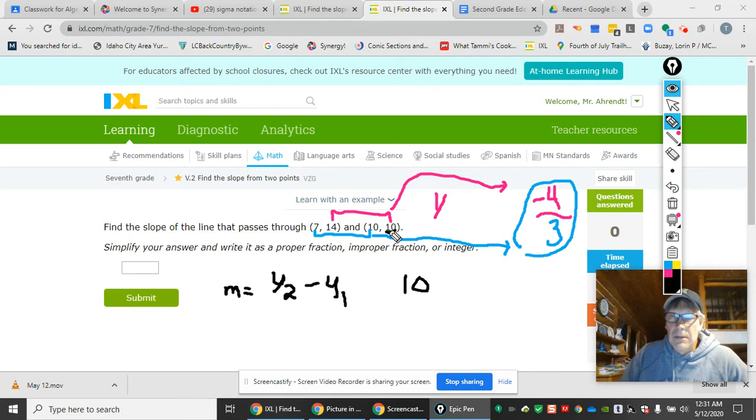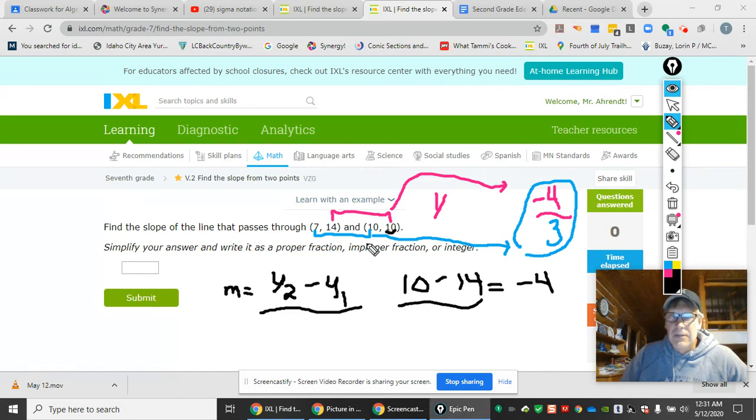Okay, so I'm going to take my second y minus my first y. So I'm going to take y2 minus y1. And if I do that, I'm going to take 10 minus 14. Well, if I'm at 10 and I take away 14, that's going to put me at negative 4. There it is. There's my negative 4.